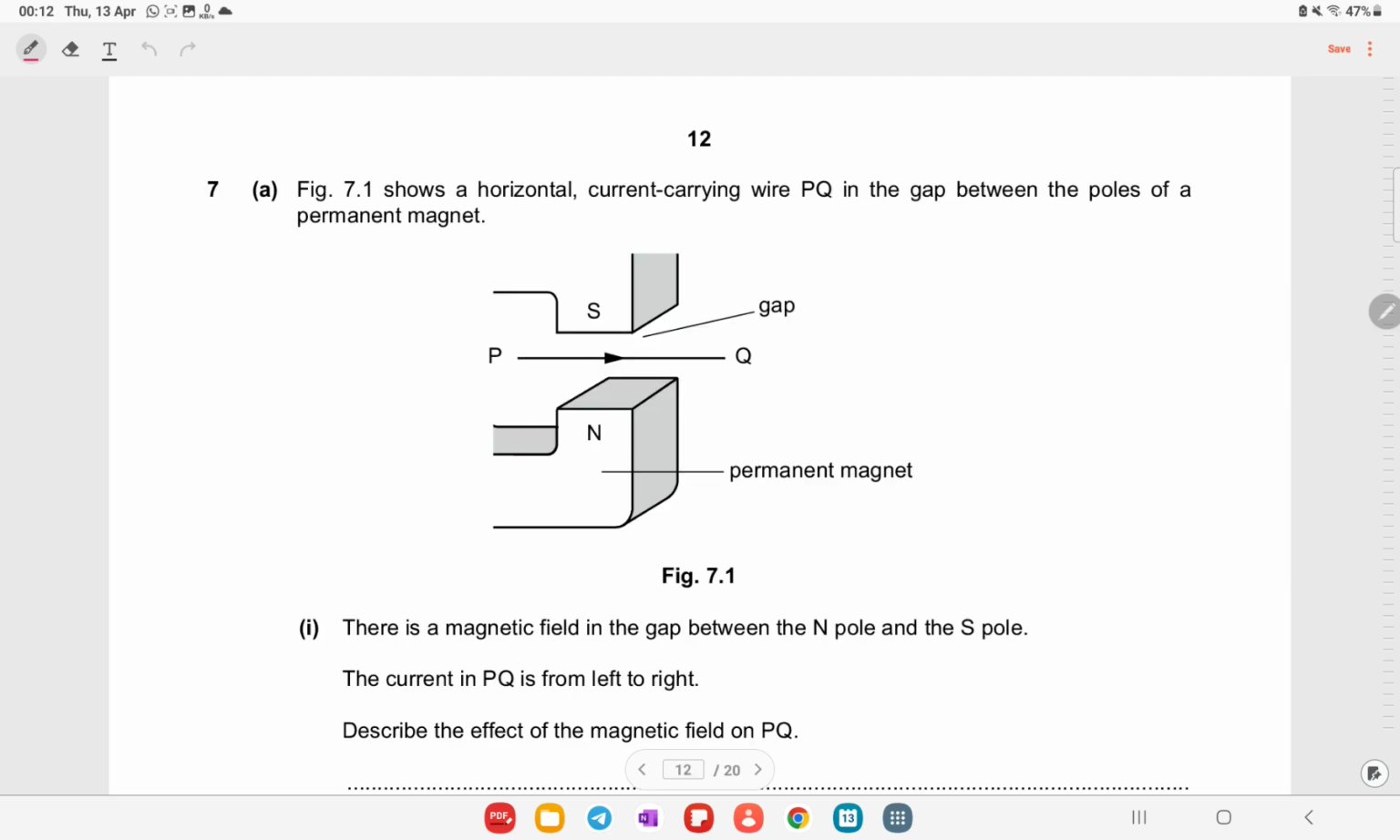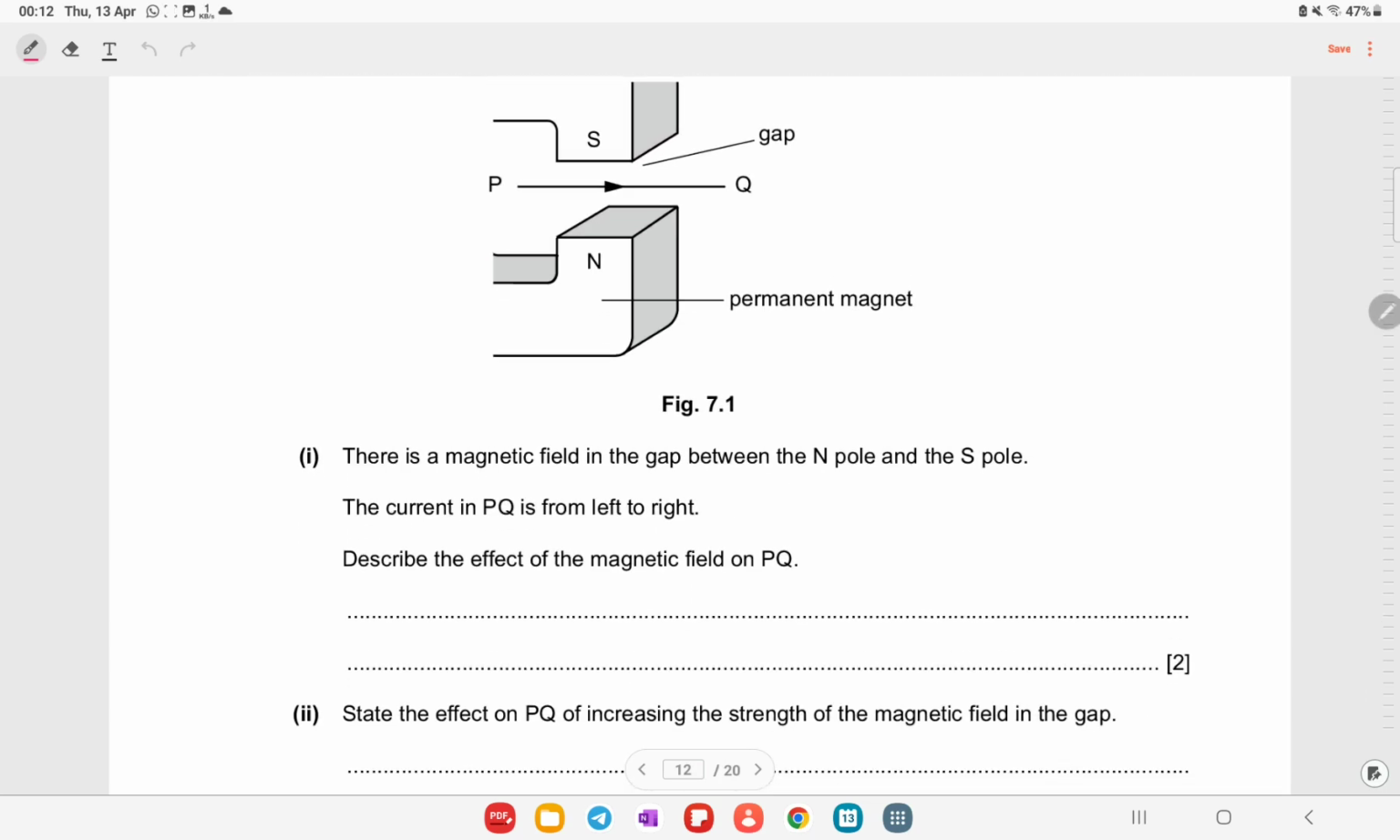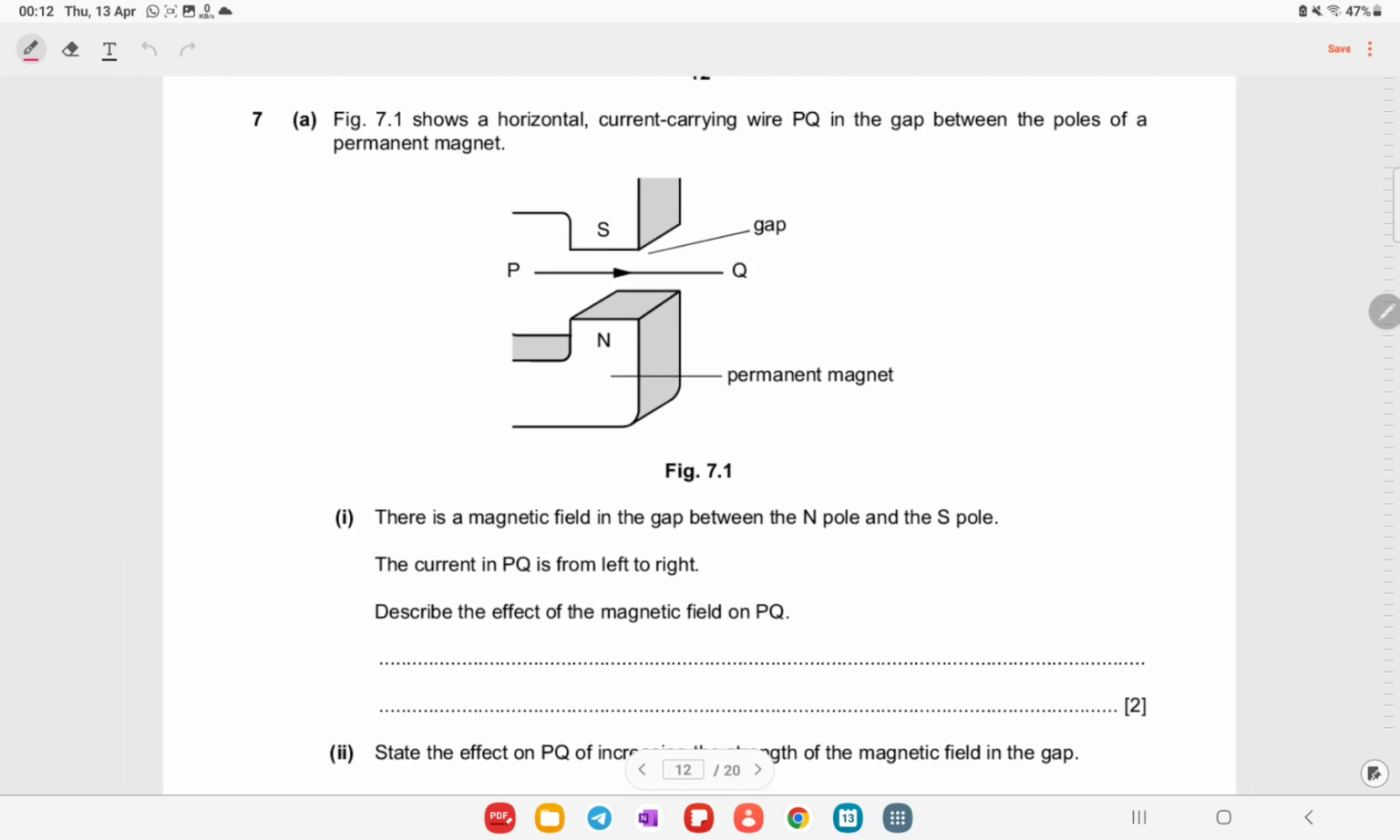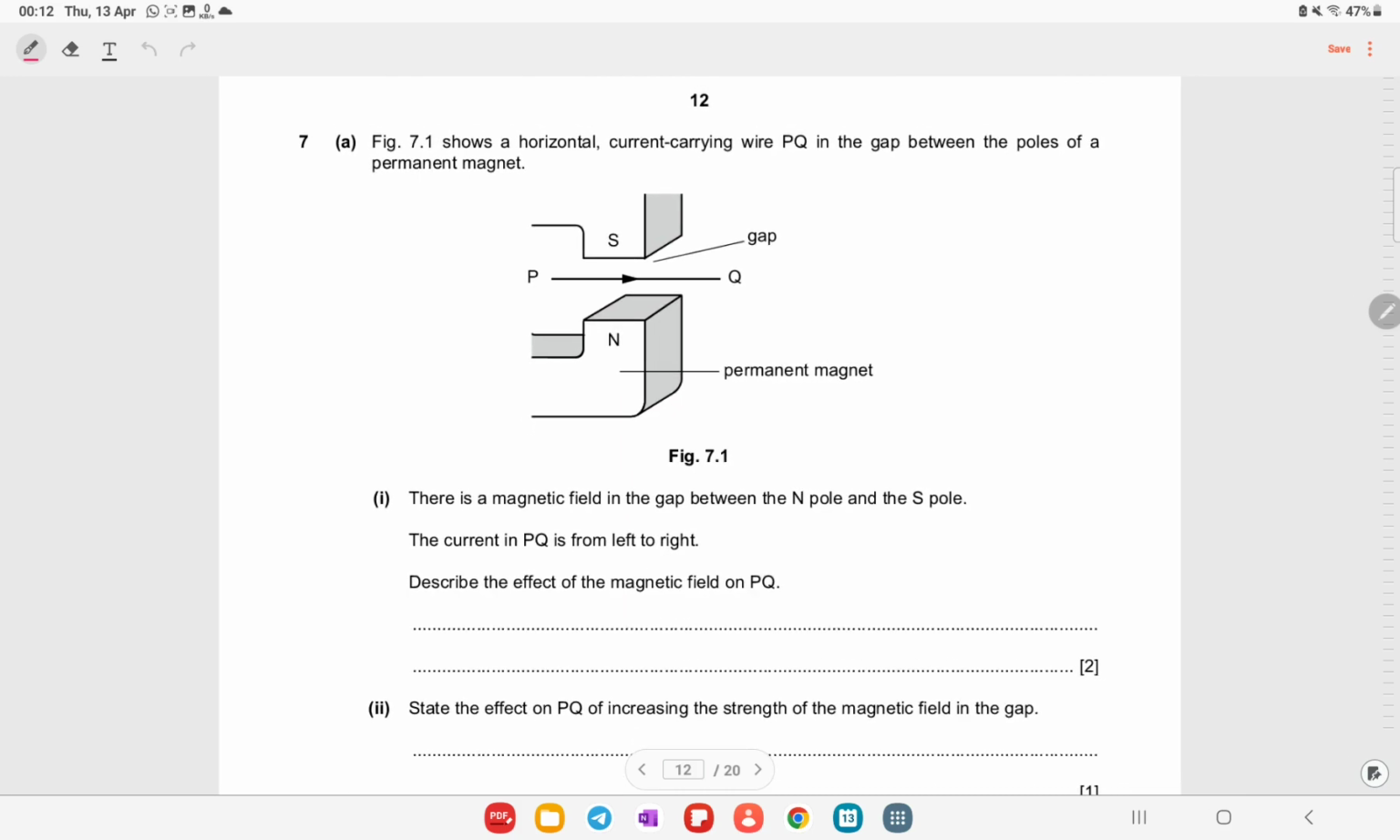Figure 7.1 shows horizontal current carrying wire PQ in the gap between the poles of a permanent magnet. There is a magnetic field in the gap between the north pole and the south pole. The current in the PQ is from left to right. Describe the effect of magnetic field on the PQ.